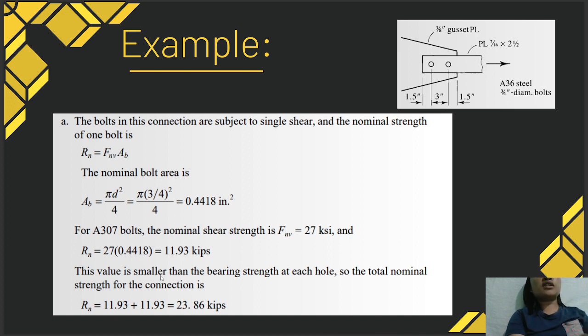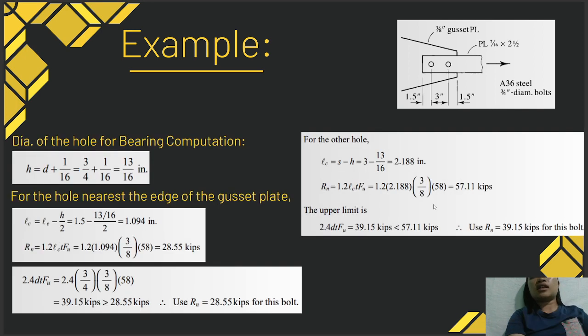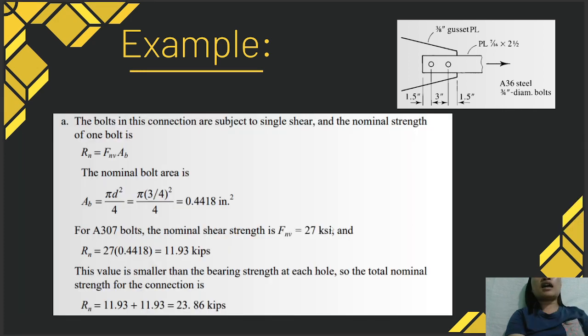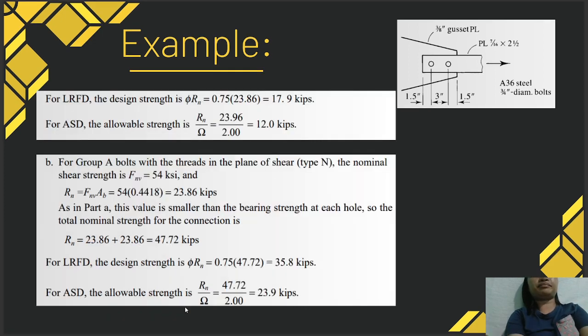So that value is smaller than the bearing strength at each hole, which we solved earlier as 28.55 for one hole and 39.15 for the other hole. What we solved here is only 11.93 for one hole. So therefore, the total nominal strength of this bolted connection, since there are two holes, is 11.93 plus 11.93, so the nominal shear strength is equal to 23.86 kips.